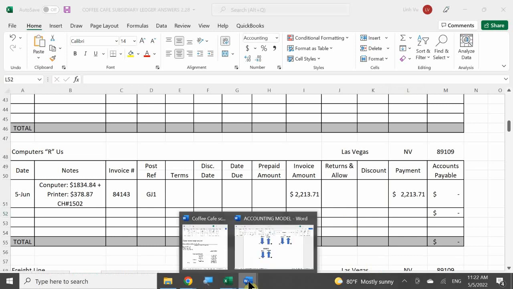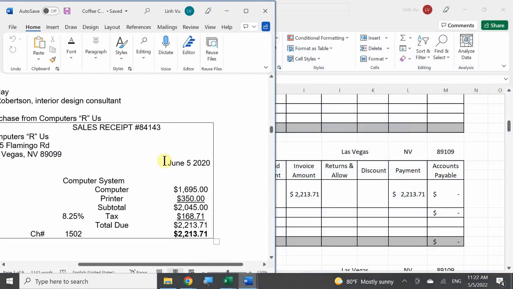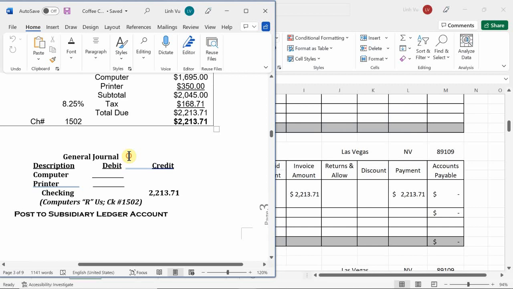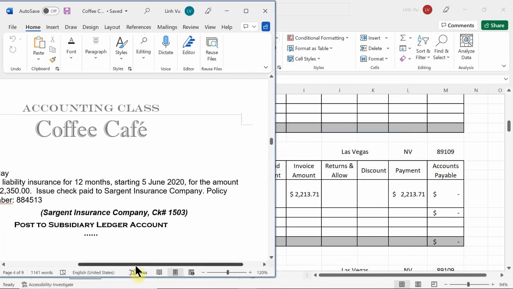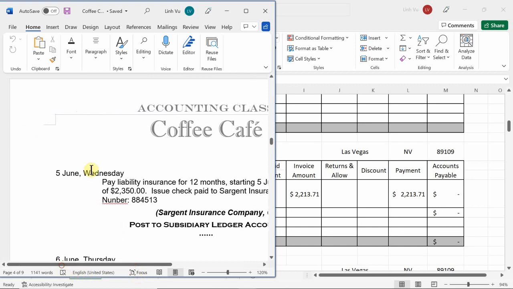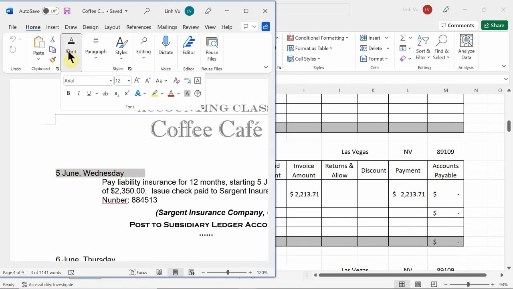All right. So we wrote our check. We got a subsidiary ledger. So what I'm going to do is we're going to stop here for now. That means when we come back, we're going to continue on with this payment here.